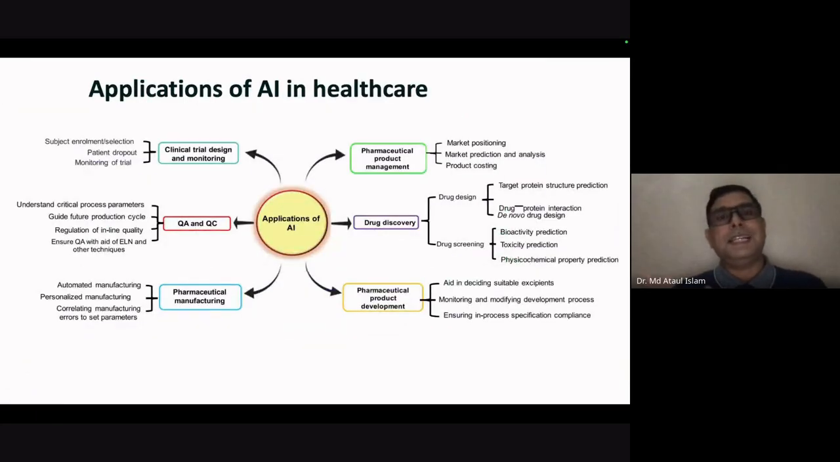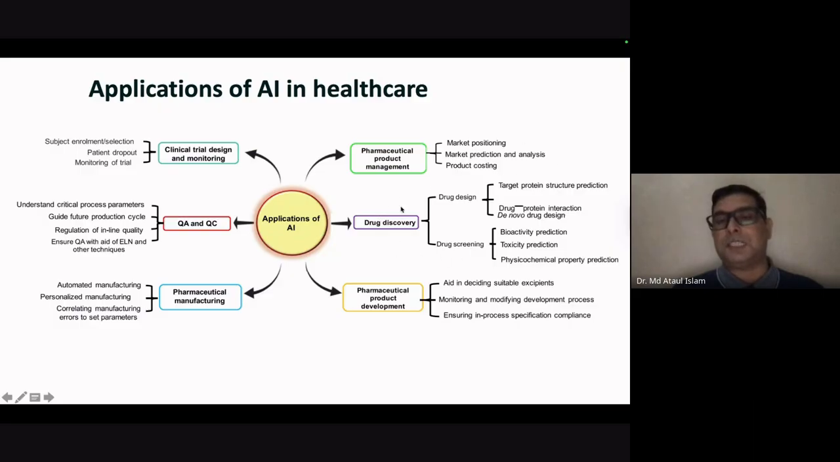In the healthcare sector, along with other sectors like business, management, or road safety, or any other fields, AI is being used hugely. So like clinical trials and monitoring, quality assurance, quality control, pharmaceutical manufacturing, pharmaceutical product development, pharmaceutical product management, and obviously in drug discovery.